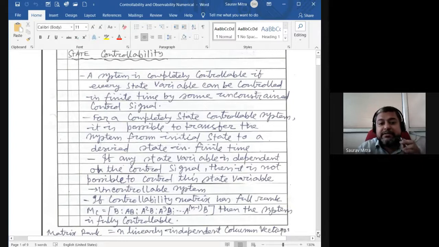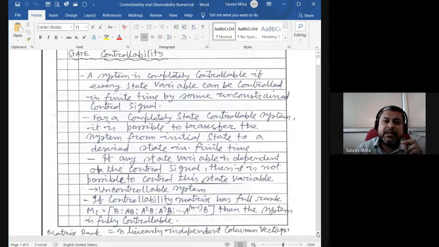If every state variable can be controlled in finite time by some unconstrained control signal. Control signal means external input forcing function. So if we are giving some external forcing function, and if we can control every instant of the output of the state variable, every instant response of that state variable, by the external input, then it is always a non-homogeneous system. Whenever we are talking about controllability and observability, they are always a non-homogeneous system. That means external input is there.